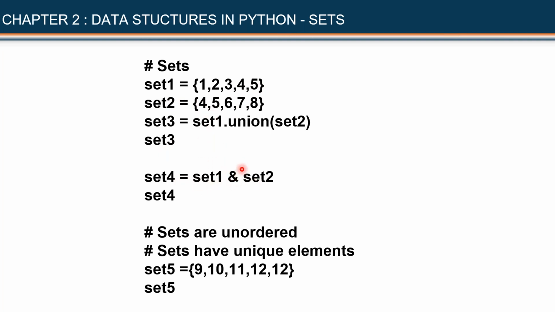Now this symbol denotes intersection. What do you mean by intersection of two sets? The common elements will be taken and stored over here. What are the common elements? 4 and 5 are found here and here. So see, when you execute this line, 4 and 5 will be stored over here. Now what is the unique characteristic of set? See, duplication is not allowed. I am deliberately writing the value 12 here, but what will the computer do? It will throw away the second value 12 because duplication is not allowed. So when you tell the computer, come on, display the contents of set 5, it will display only 9, 10, 11 and 12. It won't display this one. Now let me explain with the help of an example.